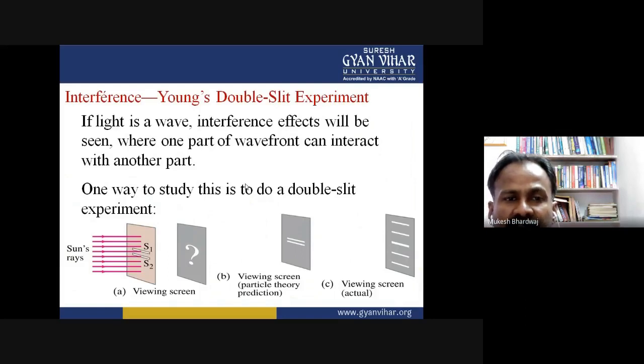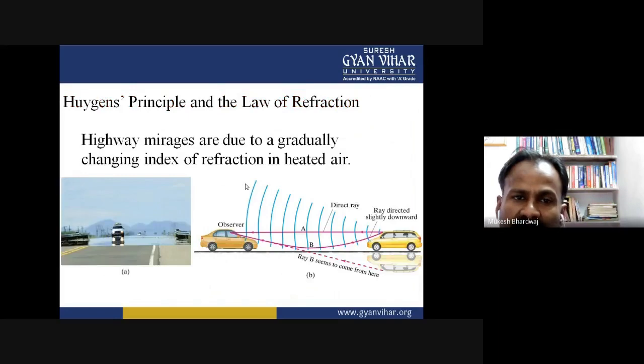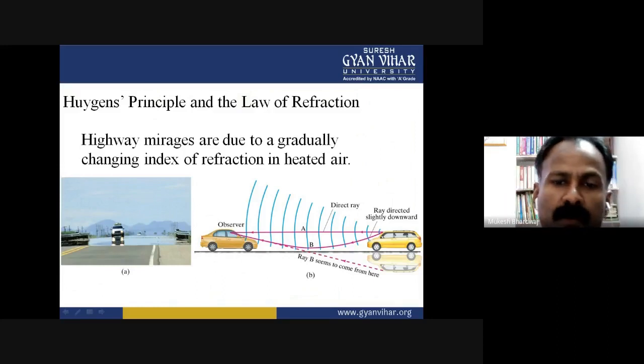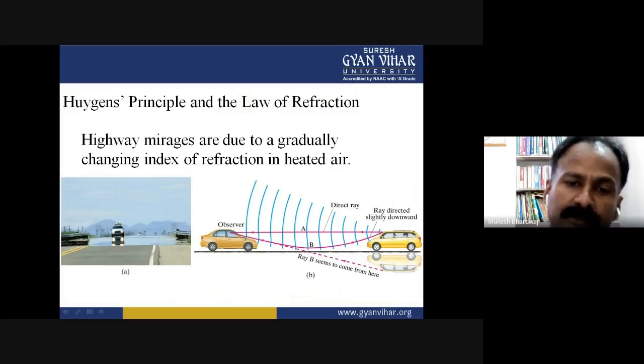So this is the interference, Young double slit experiment. We will start this Young double slit experiment just a little bit later. Before that, I'd like to discuss the dispersion overview. What do you mean by dispersion?